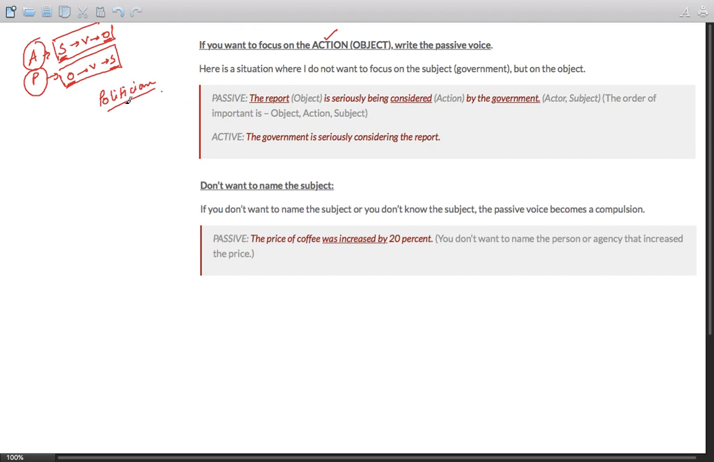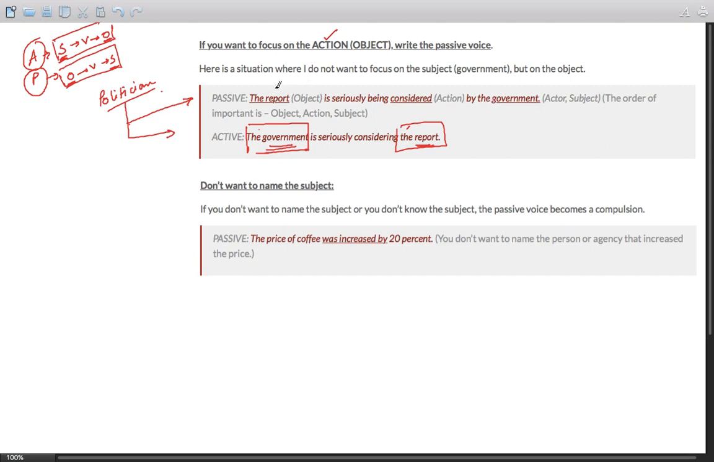So if you use the active voice, the government is seriously considering the report. Perhaps that's a negative report. So the government is seriously considering the report. So that lays emphasis on the government. So the journalists and the public may focus on the government. Now you are pretty shrewd, you are sharp, and you want to put focus on the report, not on the government. So here's what you're going to do. Passive voice, the report is seriously being considered by the government.